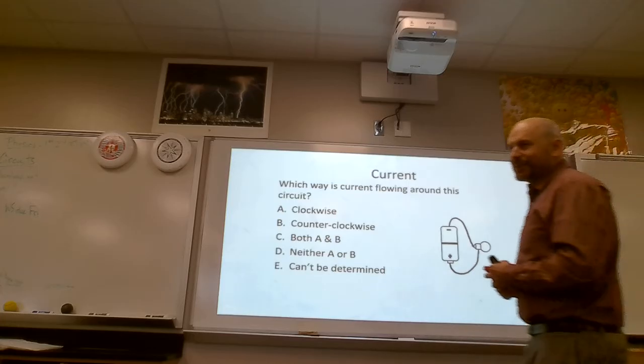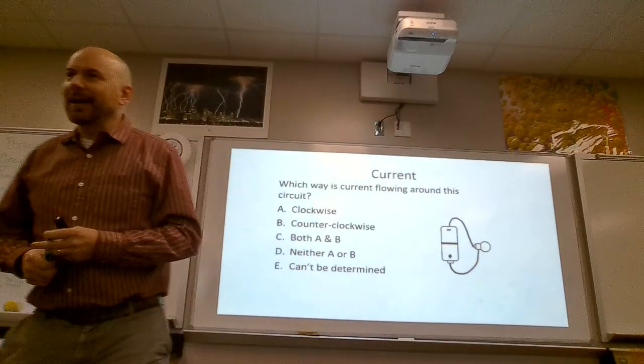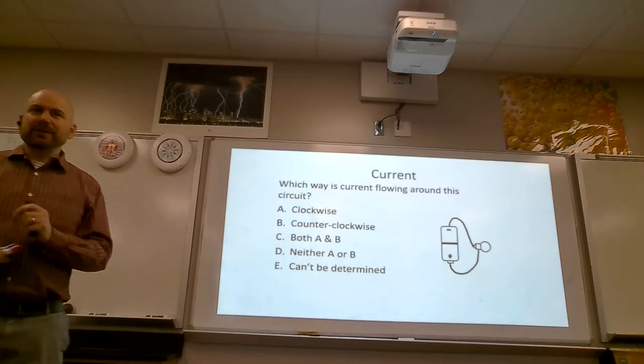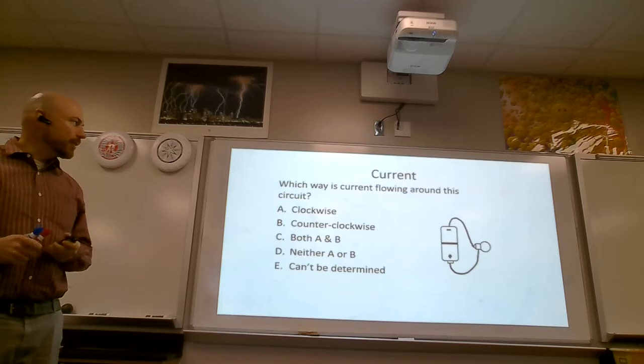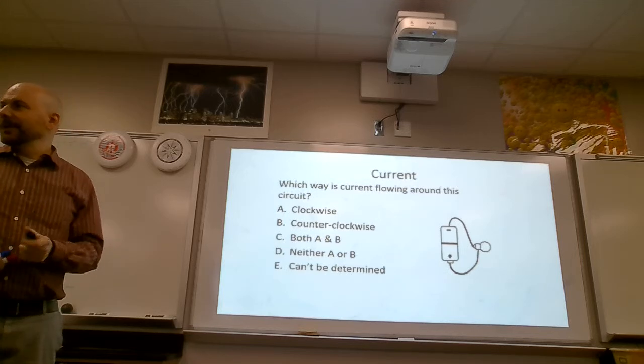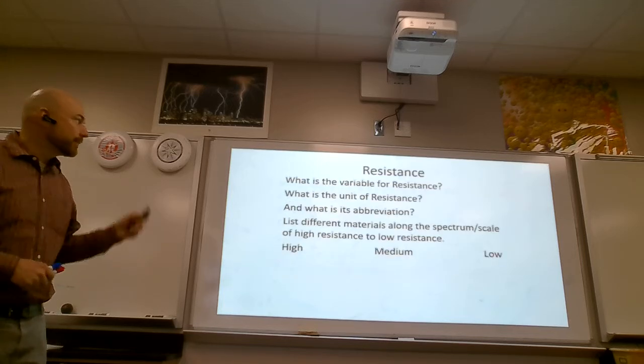The correct answer is B. Out of positive into negative. That's direction of current. Electron flow would be clockwise, out of negative into positive.